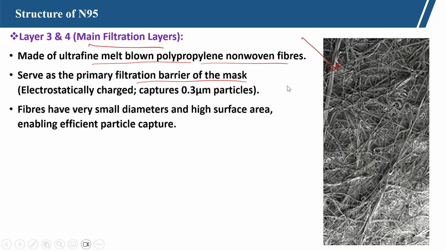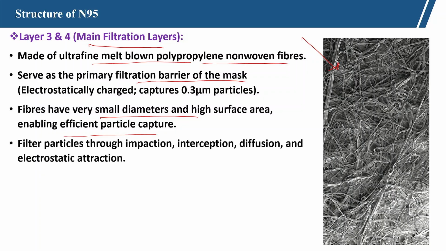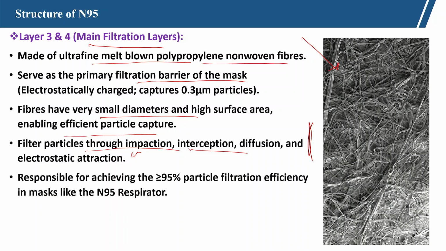Fibers have a very small diameter and high surface area, enabling high filtration efficiency. So, smaller particles are captured. They filter particles through impaction, interception, diffusion, and electrostatic attraction. So, this is the main filtration layer, responsible for achieving more than 95% particle filtration efficiency.